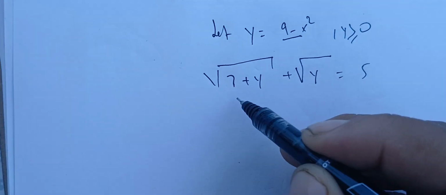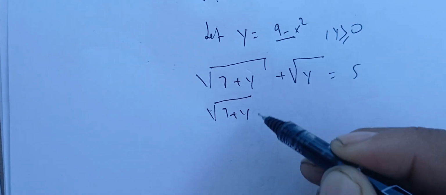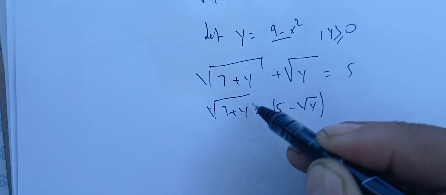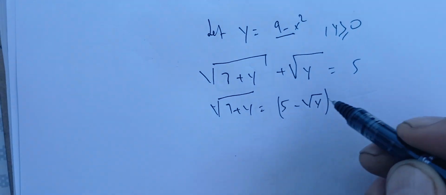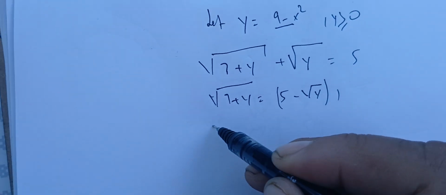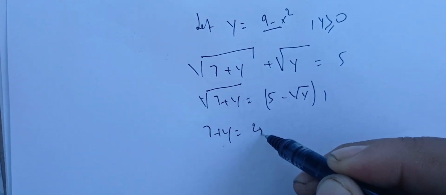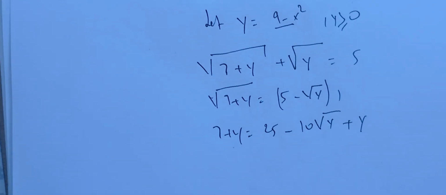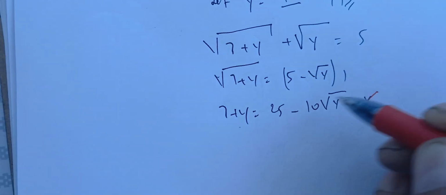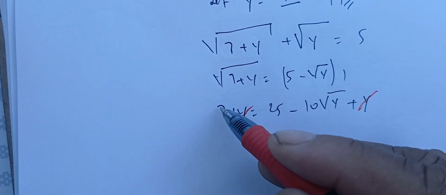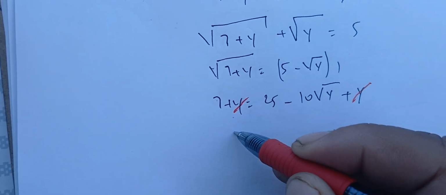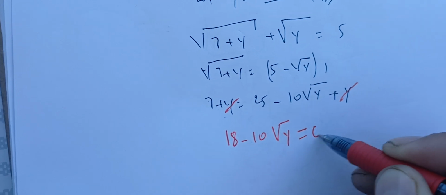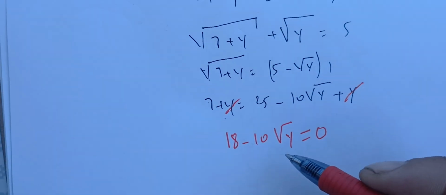Okay, if I take the square root of y to this side, I can square. So I can square to get 7 plus y is 25 minus 10 times the square root of y plus y. And therefore I can cancel the y here, and I get this 7 here. So I have 18 minus 10 times the square root of y is 0. Now we can solve for y.